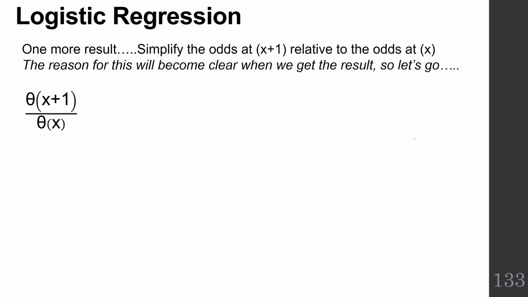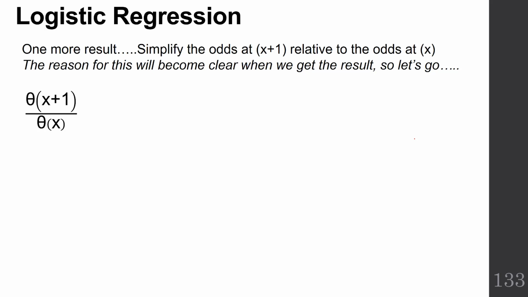Now, we have one more result that we want to get to so that we can start using these things to make some good interpretations. We're going to simplify the odds at x plus 1 relative to the odds at x. The reason for this is going to become clear when we get the result, so let's just go ahead and get started. So we're going to start with the odds at x plus 1 divided by the odds at x.